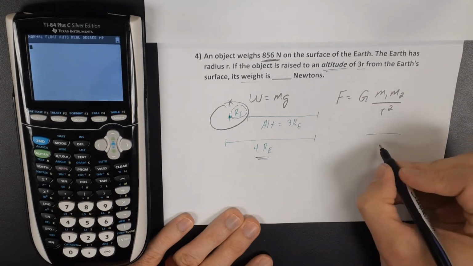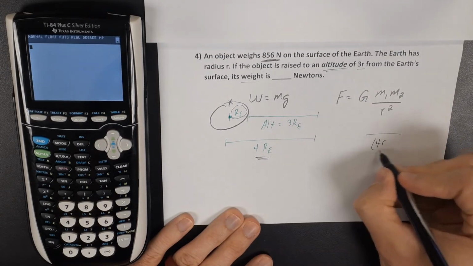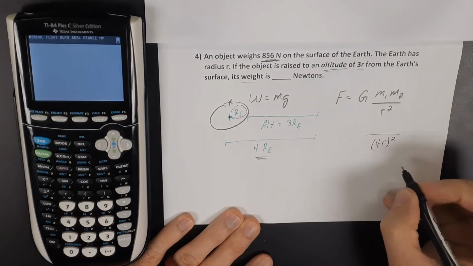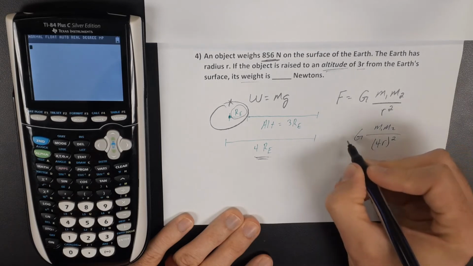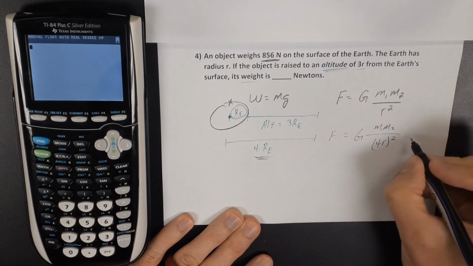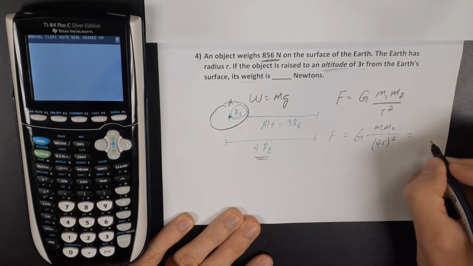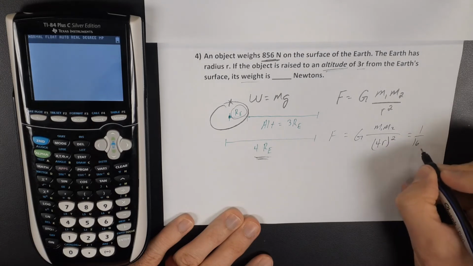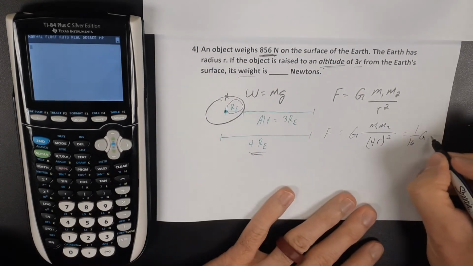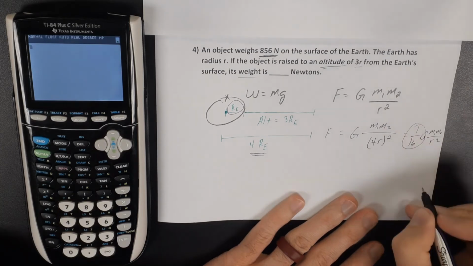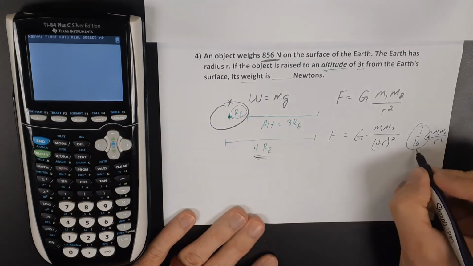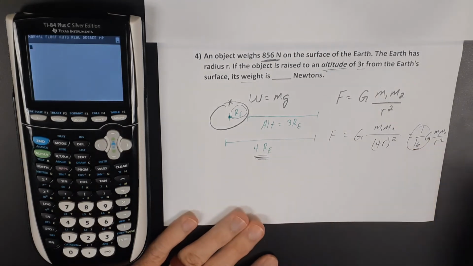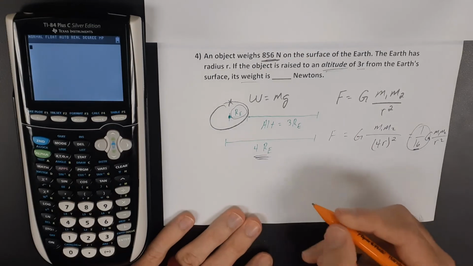Well, if you take your radius here and you make it 4 times greater, and that's being squared, these other units are still here, they don't change. Well, 4 squared is 16. I'm going to pull that 16 out here to the front. And so what we're saying is when you make the distance 4 times greater, the force of gravity becomes 16 times less.